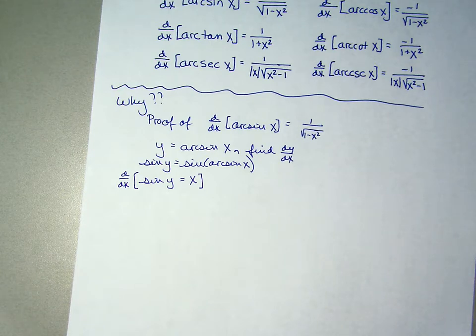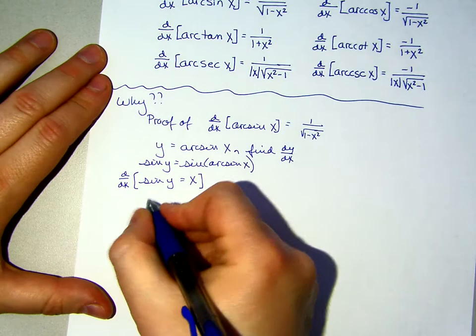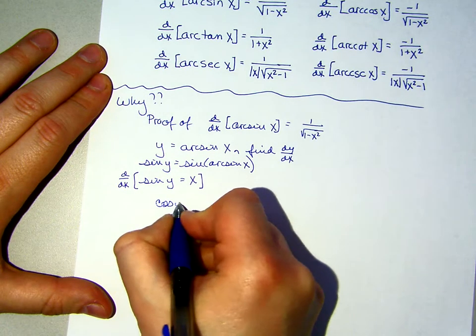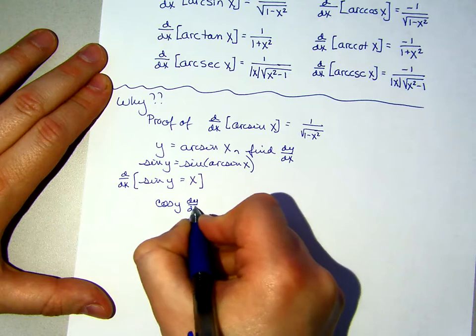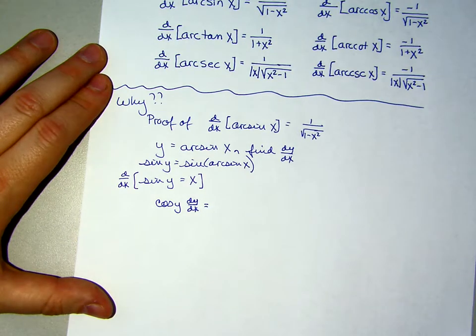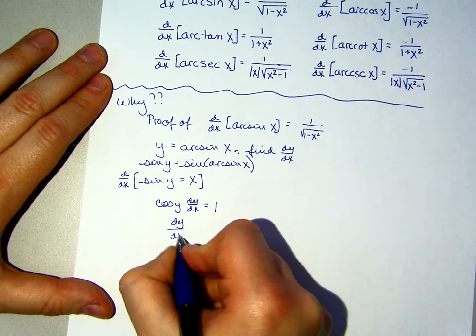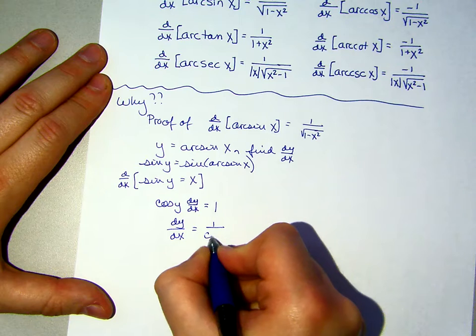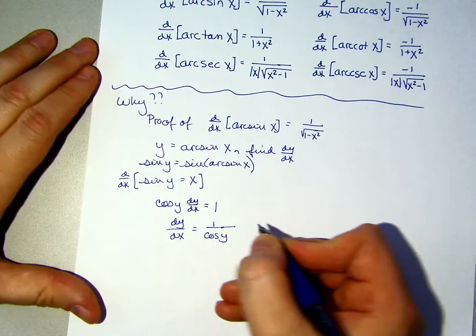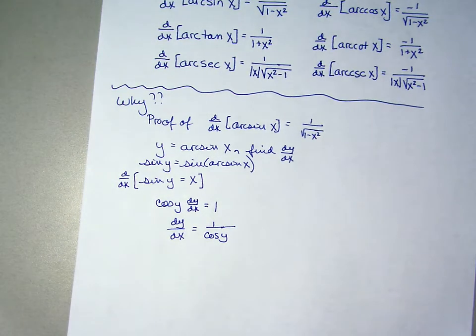Cosine y, dy dx. Regular trig things here. Derivative of sine y, cosine y, dy dx. Derivative of the other side, 1. So the derivative is going to be 1 over the cosine of y. The derivative of the arc sine of x is 1 over the cosine of y.